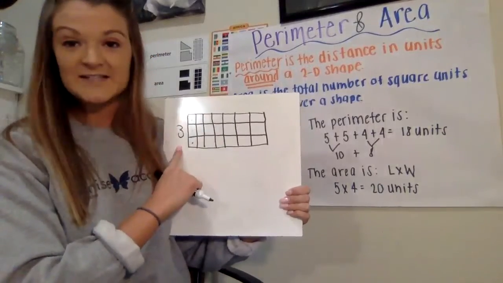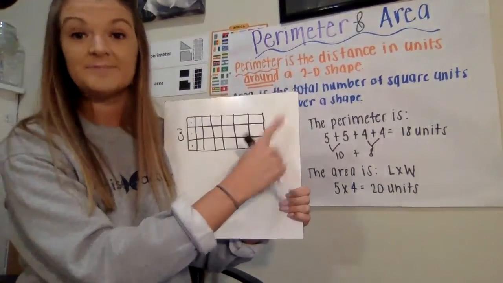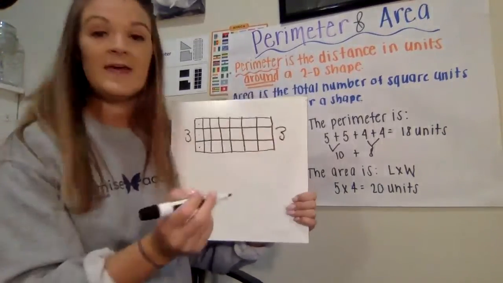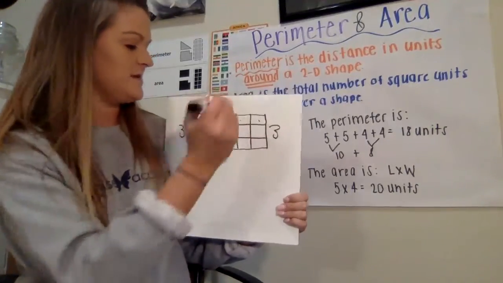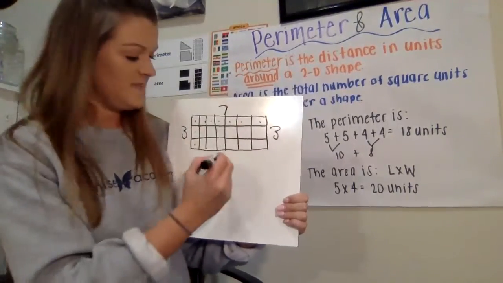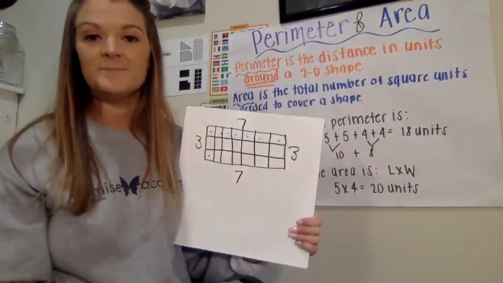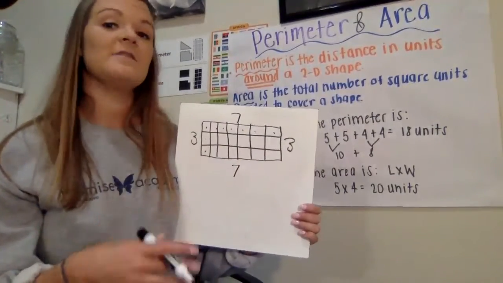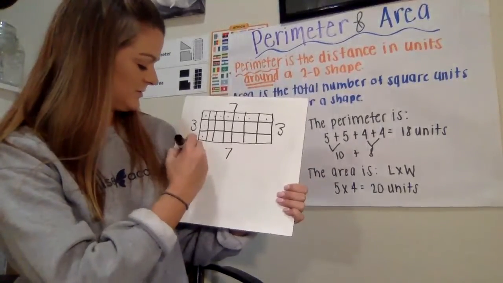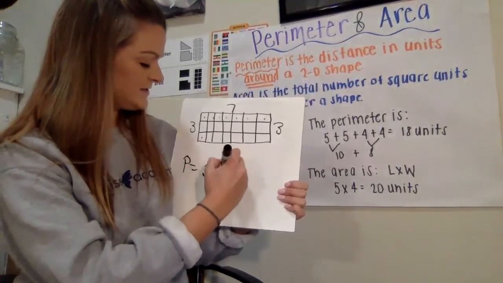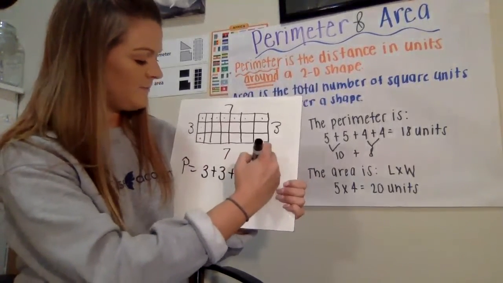So if this side is 3, what must this side be? 3. Then we can count our top. 1, 2, 3, 4, 5, 6, 7. If this side is 7, then I know this side is 7. To find the perimeter, I have to add. So perimeter equals 3 plus 3 plus 7 plus 7.